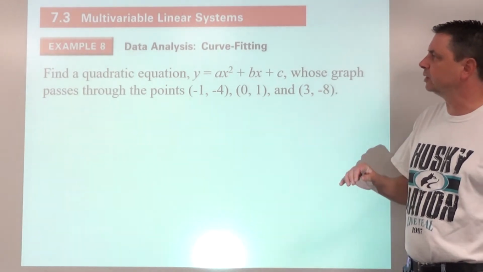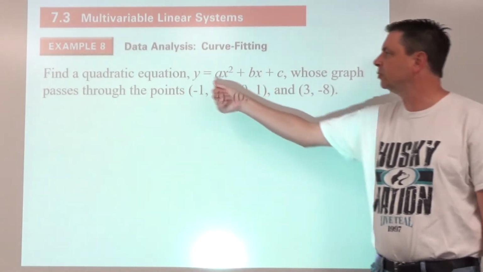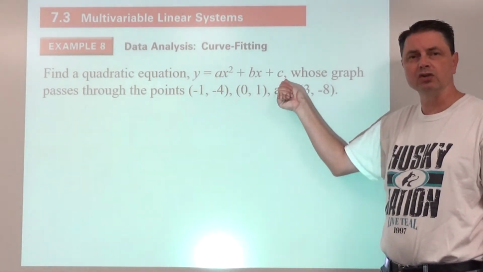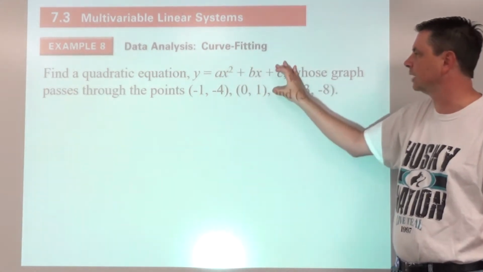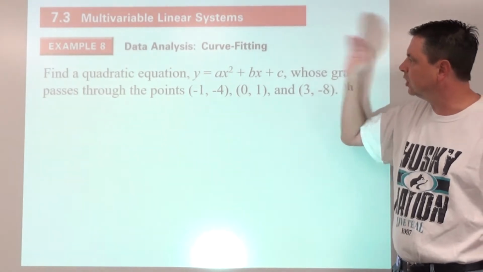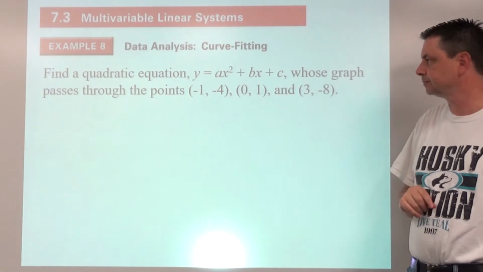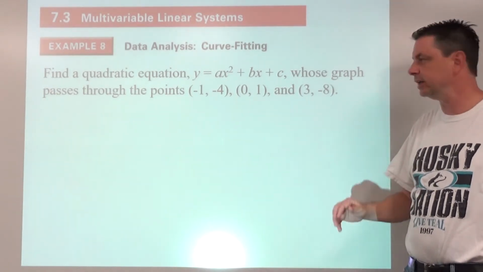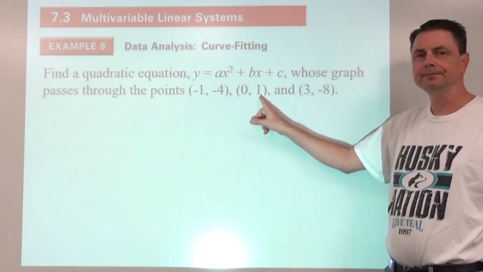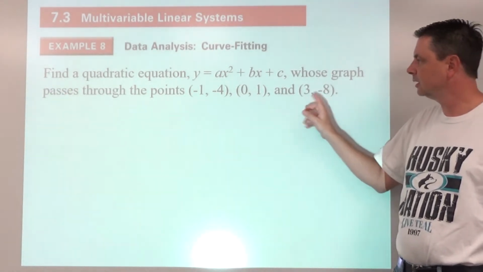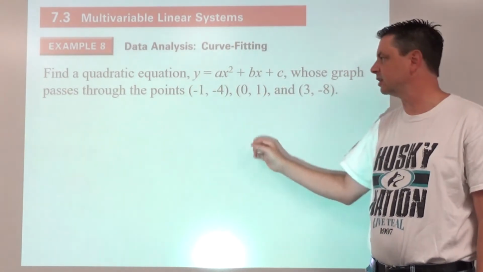We're going to start with example number 8, data analysis, curve fitting, where we have the polynomial form of a quadratic function, y equals ax squared plus bx plus c. We want our answer to look like that. And we know that these 3 points lie on the graph of that function. So the clue here is x, y; x, y; x, y. Plug in x, plug in for y. Each point generates an equation.